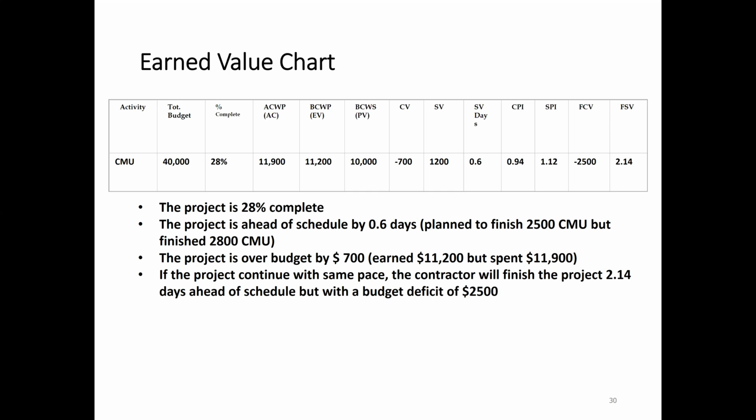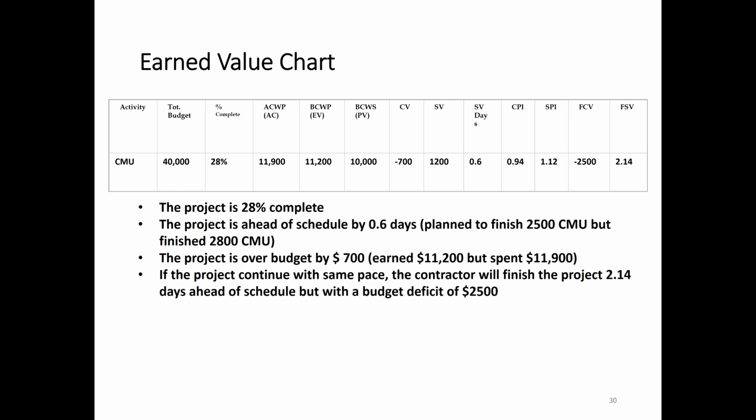So what this indicates to us is that the project is 28% complete. The project is ahead of schedule by 0.6 days. The plan was to finish 2,500 concrete masonry units, but he has installed 2,800 masonry units. The project is over budget, because the cost variance is minus 700.